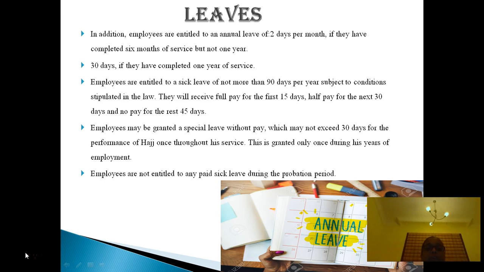In addition, employees are entitled to an annual leave of 2 days per month if they have completed 6 months of service but not 1 year, and 30 days if they have completed 1 year of service.